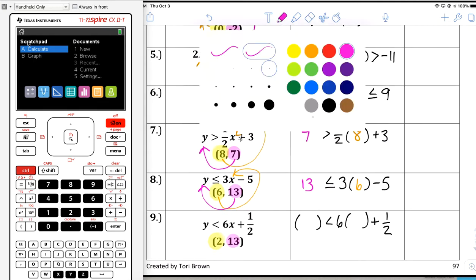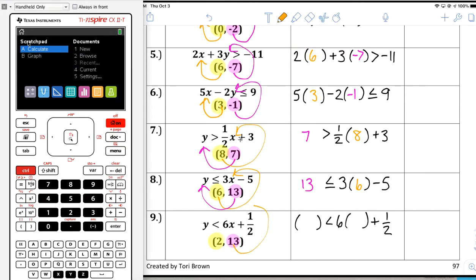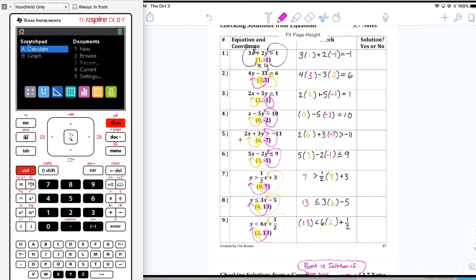All right, last one. I'm going to plug my x in. My x is next to the 6. I'm putting in my 2, and then my y is a 13. I'm putting him at the beginning where my y is. All right. I'm going to zoom out, take a second, pause the video, copy anything you missed, and then we'll start talking about the calculator.